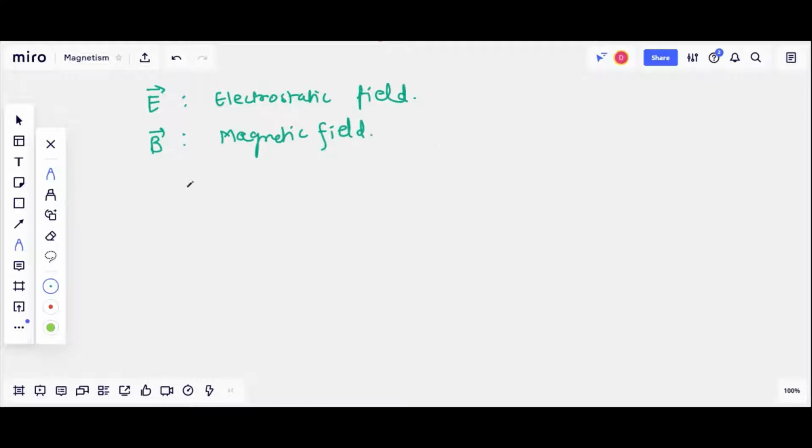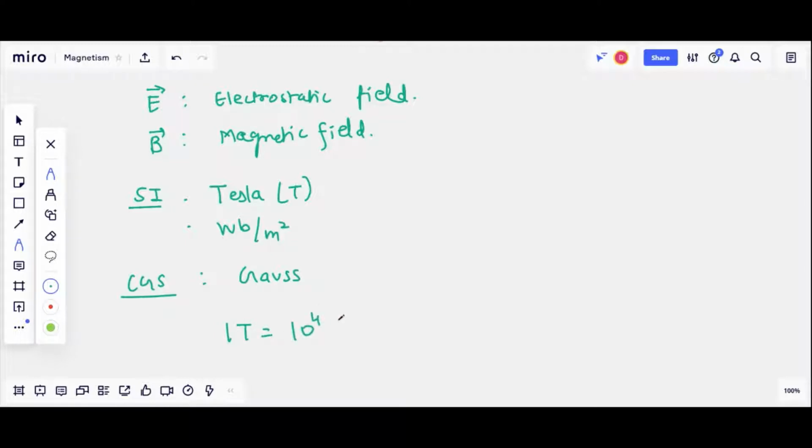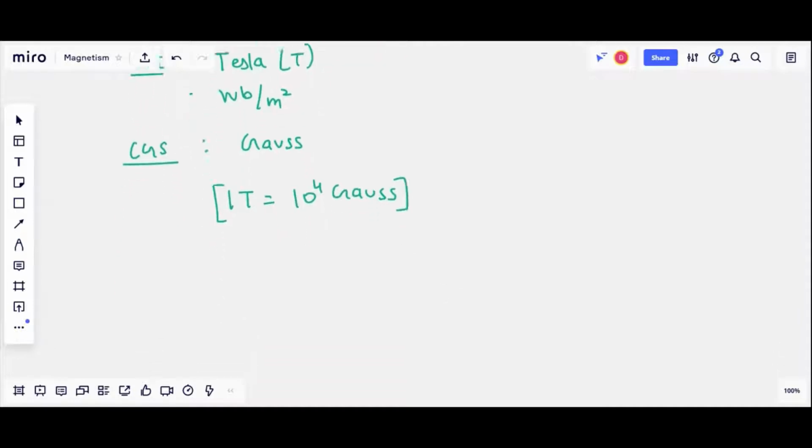What is the unit of a magnetic field? If we talk about the SI units, magnetic field is represented with the unit of Tesla, which is the most popular unit, denoted by a capital T. Another unit will be Weber per meter square. If we talk about the CGS unit, then the unit is Gauss. And there is a relation between Tesla and Gauss, which is 1 Tesla is 10 raised to the power 4 Gauss. So this conversion will be helpful in some of the numericals in case the units are given in CGS.